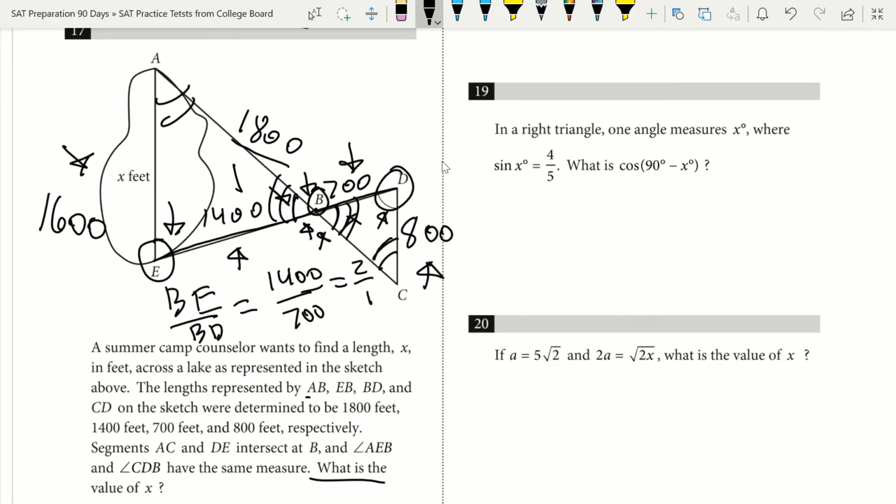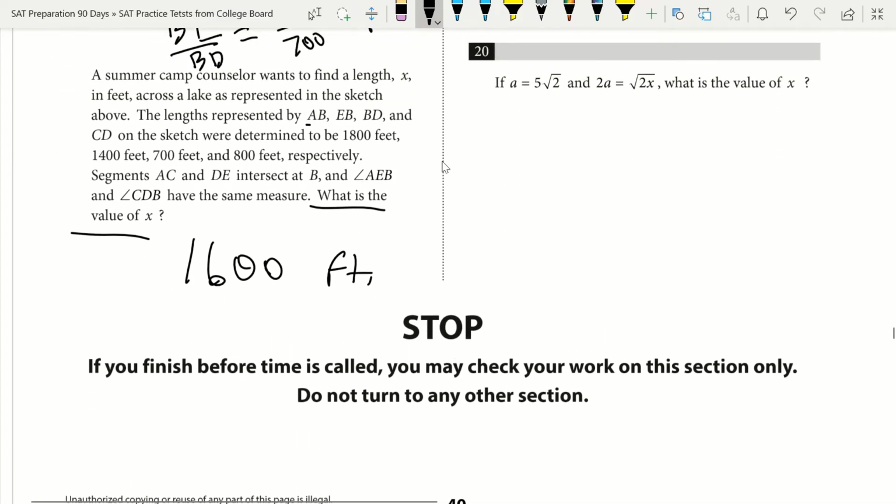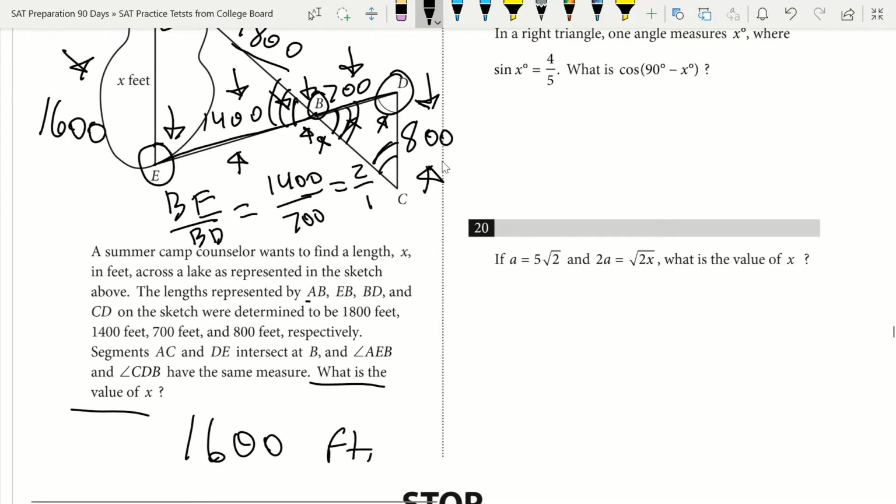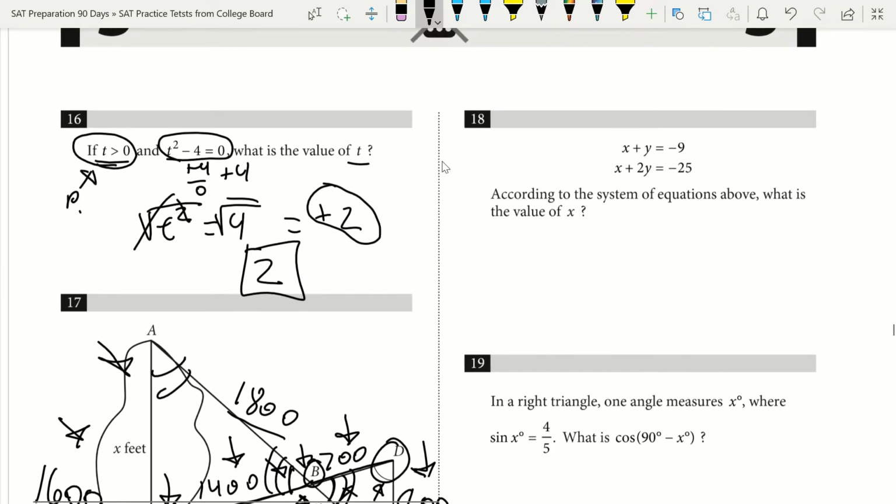Then I saw that this 1400 over the 700 means that we're going to have double whatever amount is on a side length here compared to its corresponding amount on this triangle here. So I took that 800, multiplied it by 2, and got 1600 for x. That's going to be 1600 feet, but you're not going to have to put feet in your answer. You just have to put your number in your bubble sheet. So that's going to be 1600 for x.